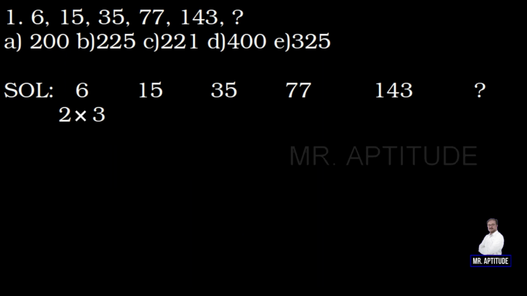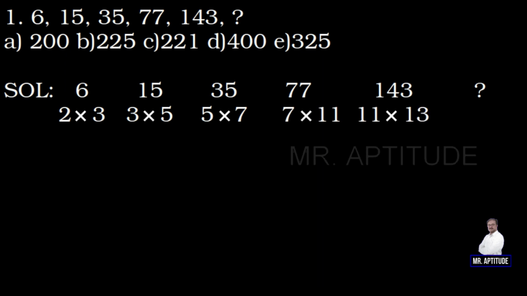6 can be written as product of two numbers, let us say 2 into 3. 2 and 3 are consecutive prime numbers. 15 can be written as 3 into 5. 35 can be written as 5 into 7. 77 can be written as 7 into 11. 143 as 11 into 13. So all the given numbers are in the form of product of two consecutive prime numbers.